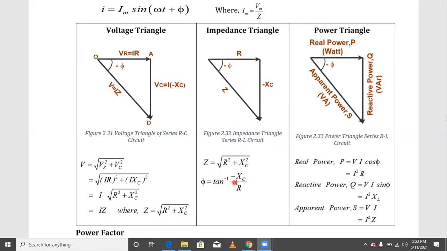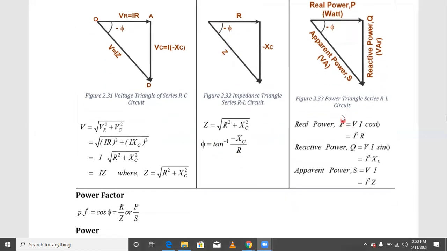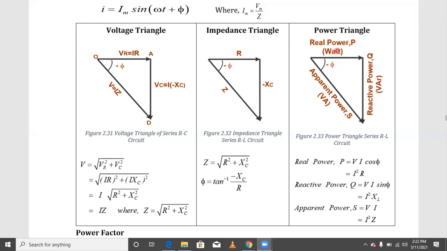So phi is equal to tan inverse of minus XC divided by R, and also cos phi is equal to R by Z. Then the power triangle. The power due to resistance is nothing but real power, and the power due to reactance is called reactive power. This is called real power, this is called reactive power, and this is called apparent power.